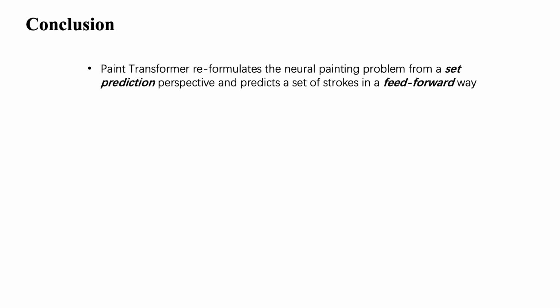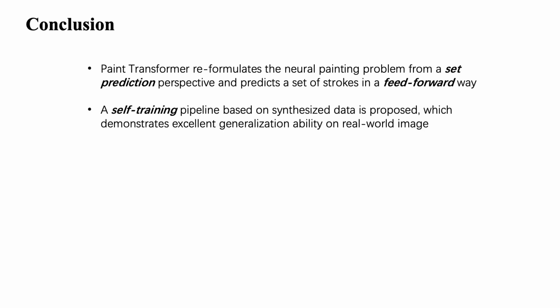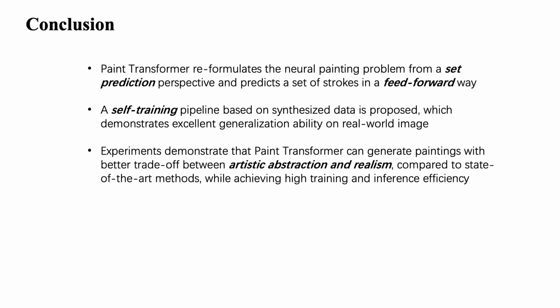In conclusion, Paint Transformer reformulates the neural painting problem from a set prediction perspective and predicts a set of strokes in a feed-forward way. A self-training pipeline based on synthesized data is proposed to train the stroke predictor, which demonstrates excellent generalization ability on real-world images. Experiments demonstrate that Paint Transformer can generate paintings with a better trade-off between artistic abstraction and realism, and achieve high training and inference efficiency at the same time.